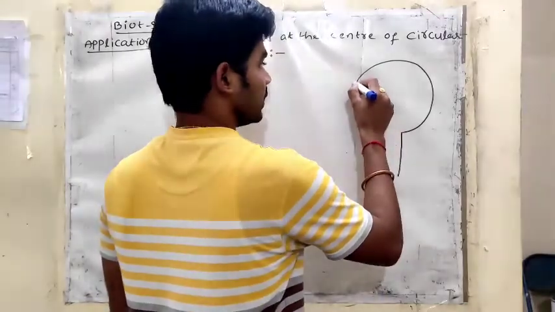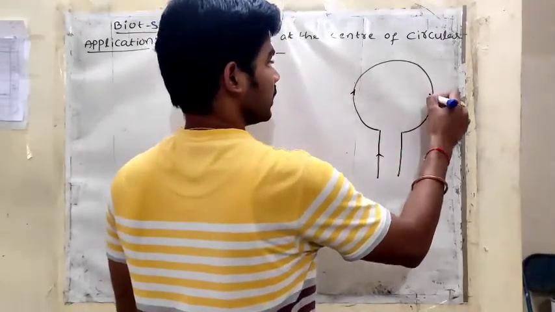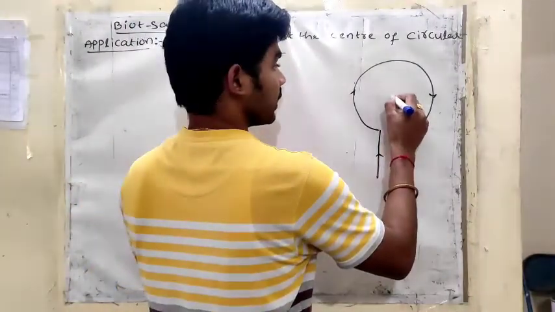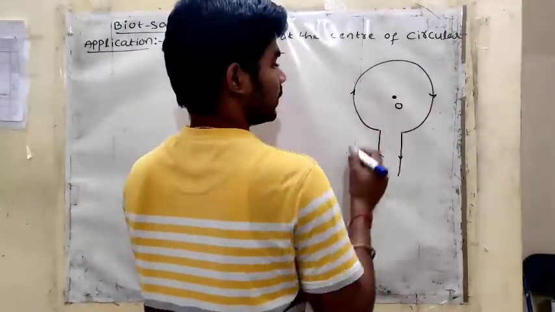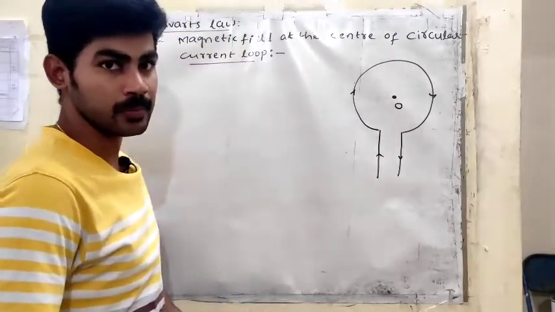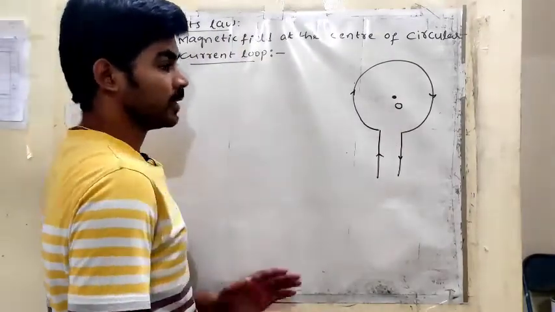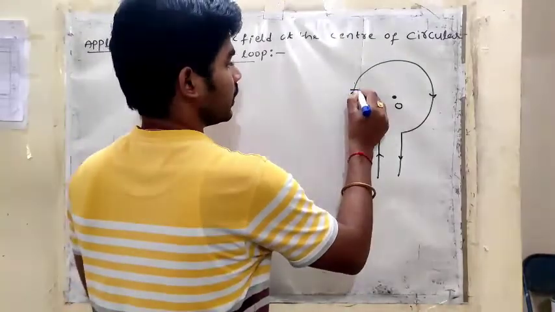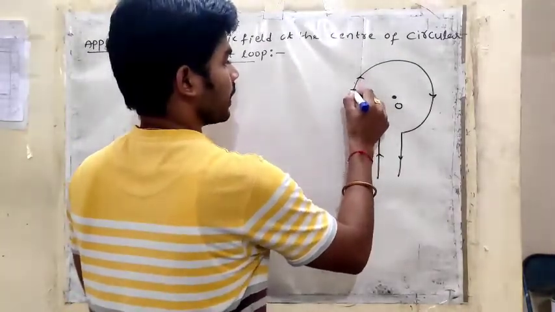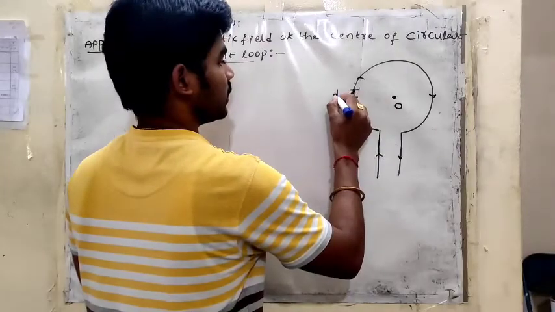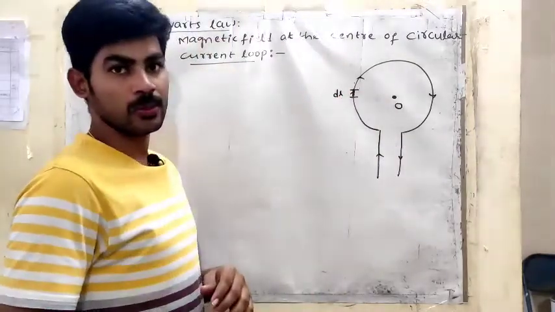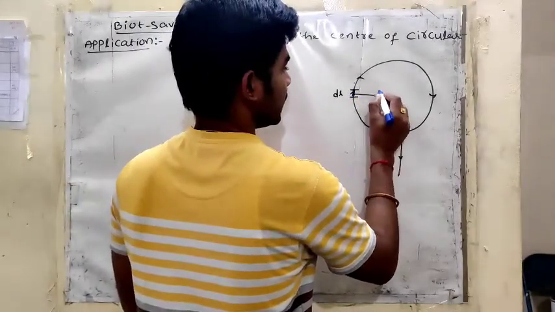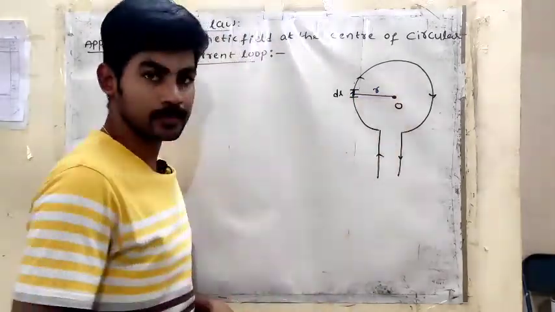Let us consider electric current is passing in this direction, clockwise direction. Exactly here, at the center point, I am calculating the magnetic field. So how can we calculate it? I consider a very small elemental length. So here I am taking a very small elemental length, dl. From this dl elemental length to the center, the radius is r.